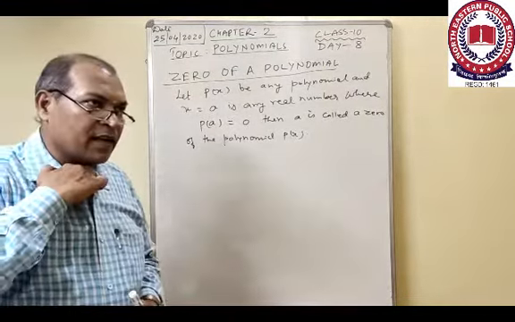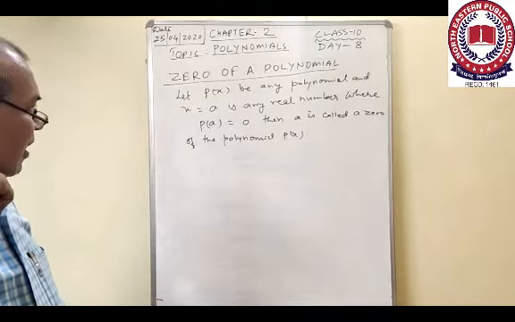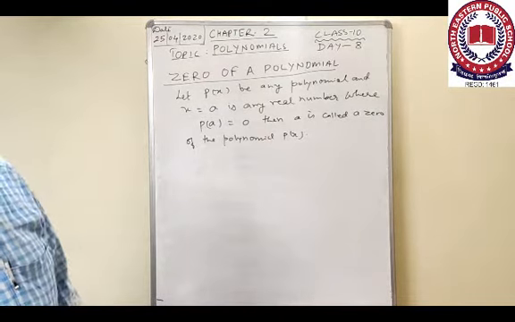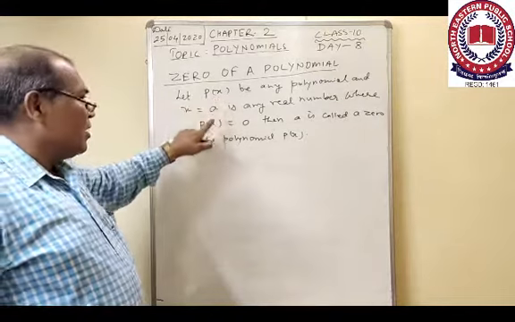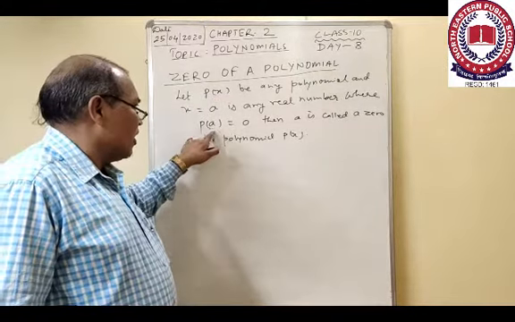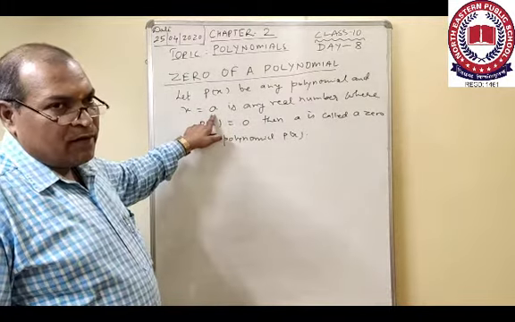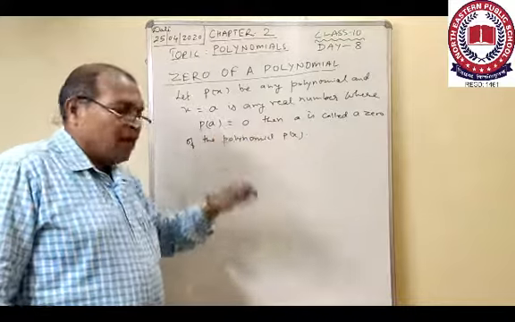So whenever we are given any polynomial and there is any real number for x, and that value of x when substituted in the given polynomial makes the value of the polynomial 0, then that real number given for x is called a zero of that polynomial.